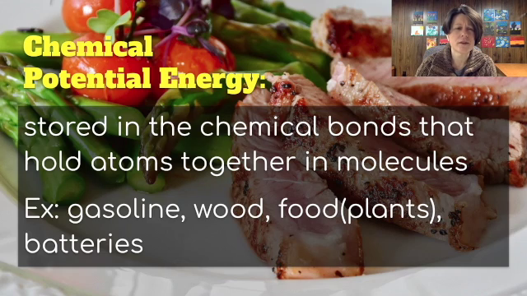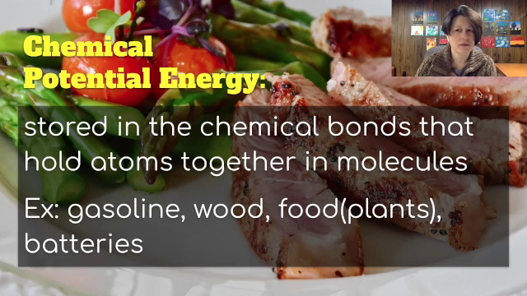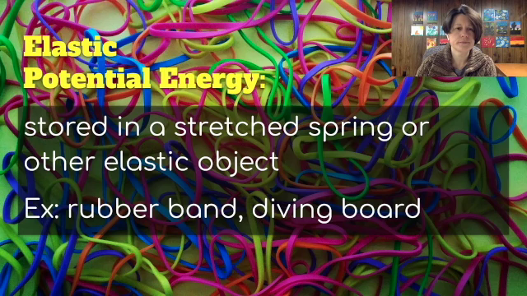So let's first talk about chemical potential energy. This is stored in the chemical bonds that hold atoms together in molecules. And some examples are gasoline, wood, food, especially from plants, and batteries. Now, in the background, we have food. We also have some meat, but the animal that was killed for its meat got its energy from plants. So that energy from the sun is initially stored in plants for food.